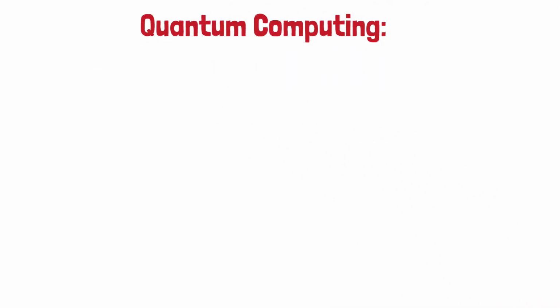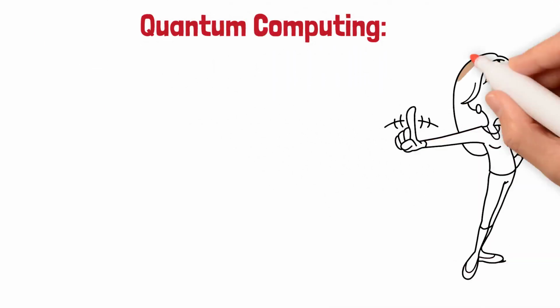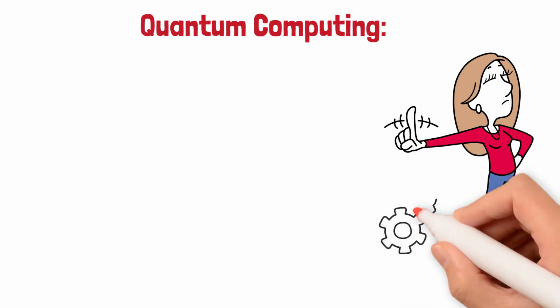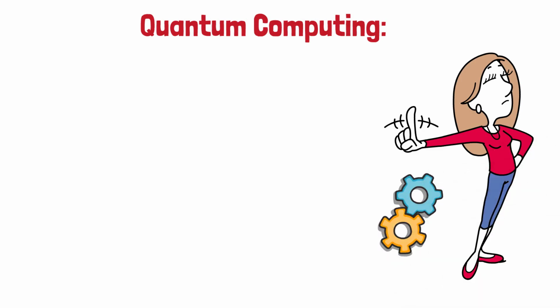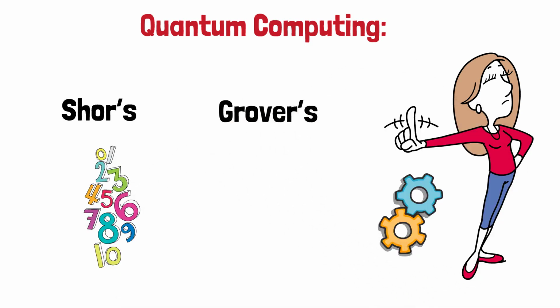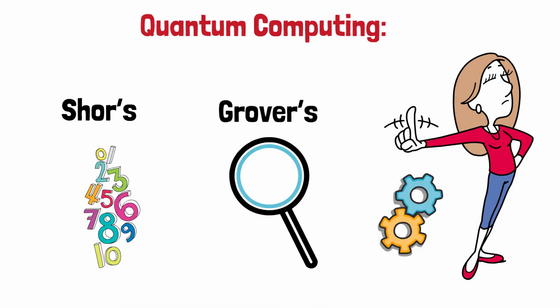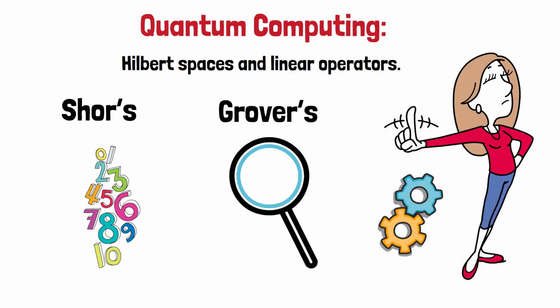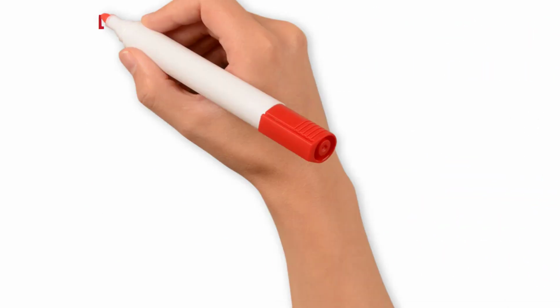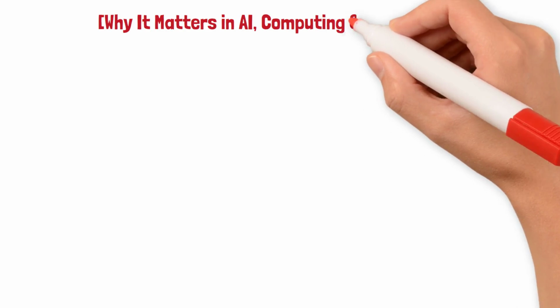Quantum computing. Here, mathematics isn't just describing nature. It's being used to design machines. Quantum algorithms like Shor's for factoring large numbers and Grover's for faster searching rely directly on Hilbert spaces and linear operators. Why it matters in AI, computing, and technology.